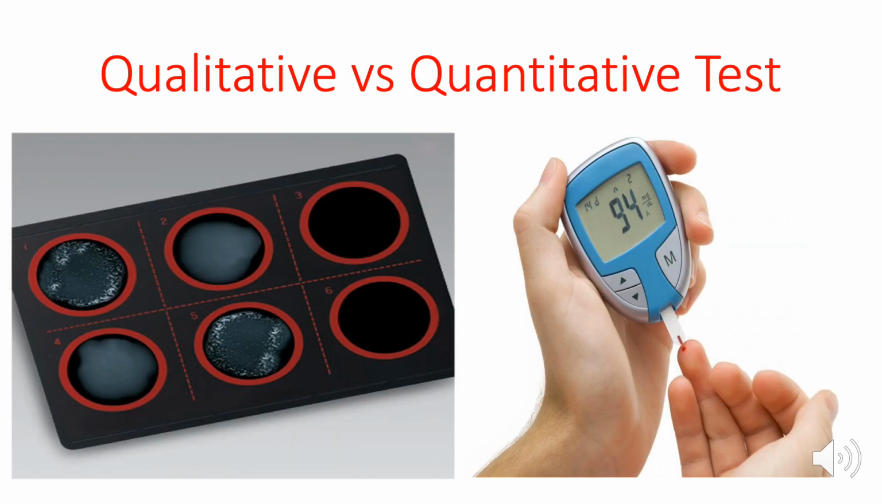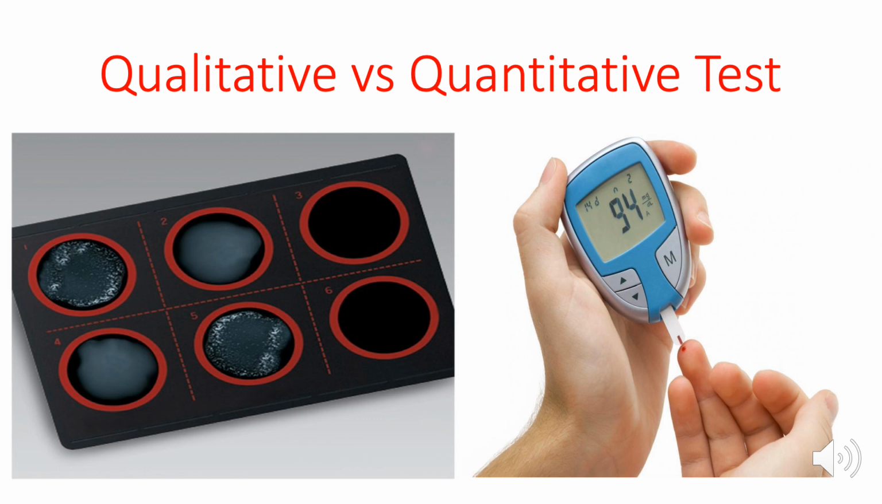The left photo is showing us the anti-streptolysin O testing. The presence of agglutination would indicate that the patient has antibody against streptolysin O and the patient could be having streptococcal infection. The agglutination result will only tell us that the patient has the antibodies, but it will not tell us how much of these antibodies are present. So therefore, anti-streptolysin O testing is an example of a qualitative test or examination.